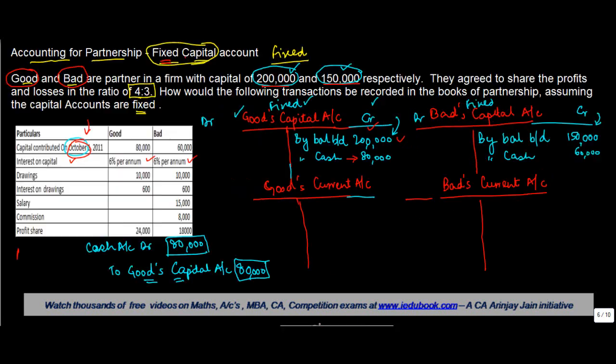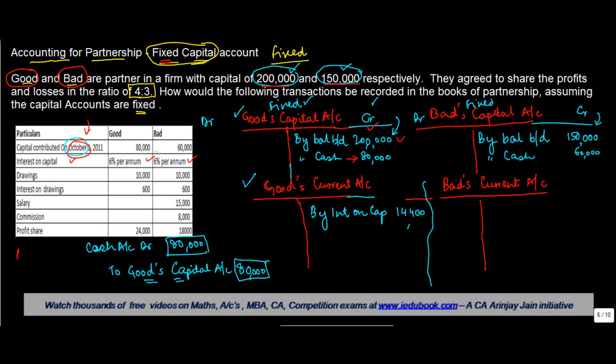Right? So Bad got interest of 14,400. So we pass an entry, but where do we pass an entry? Because this is a fixed capital account, so we pass an entry in the current account. So by interest on capital, 14,400.